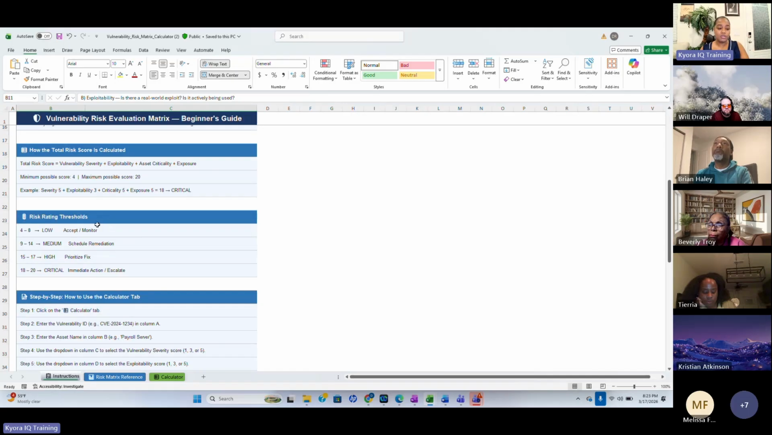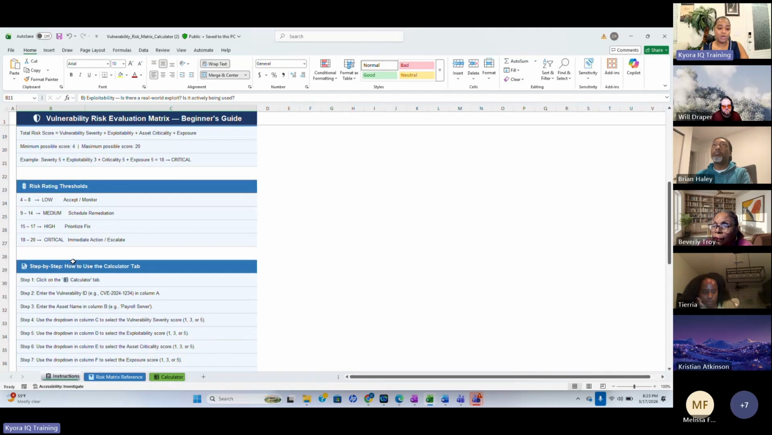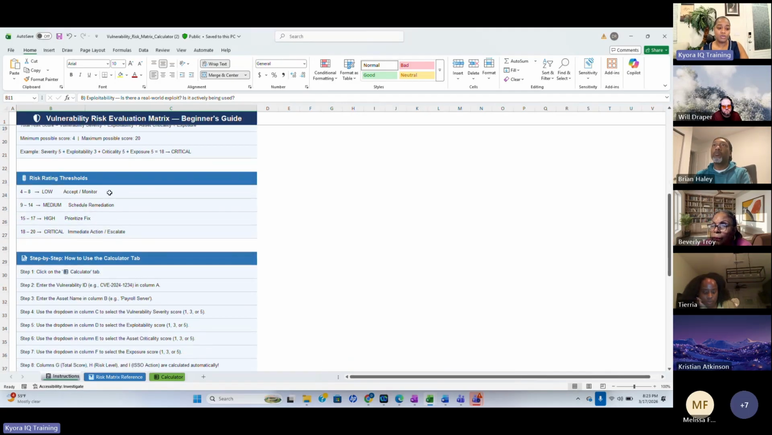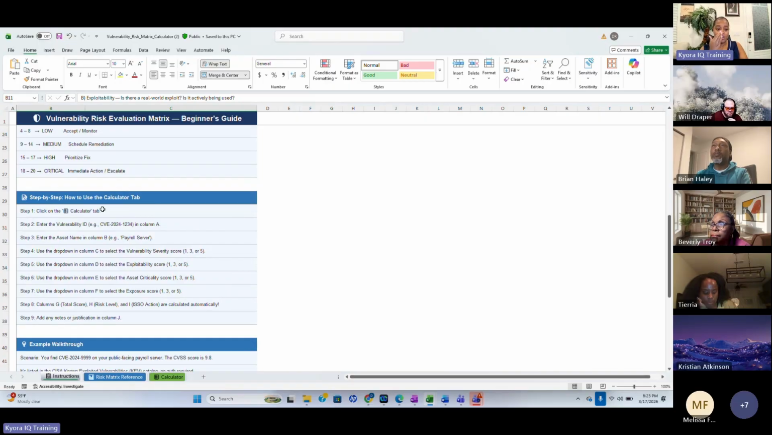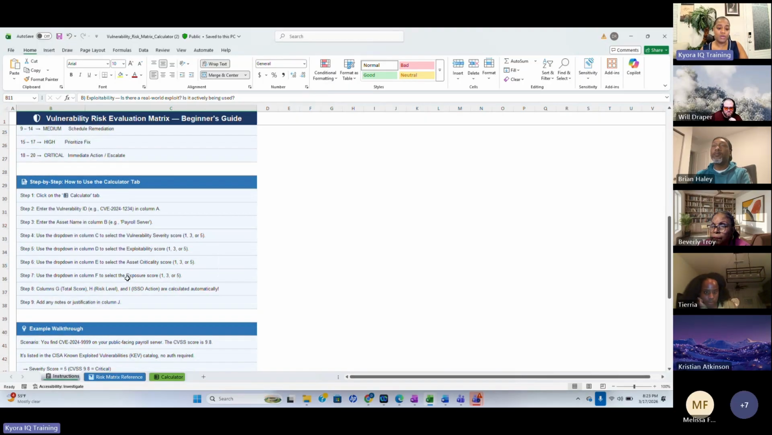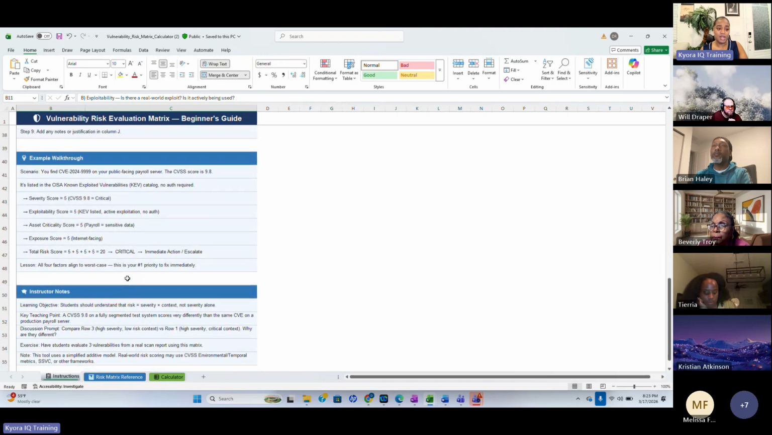For risk rating thresholds, we have low, medium, high, and critical. Low, of course, we can accept or just monitor the risk. Medium means scheduled remediation. High is a priority, so prioritize the fix, and critical means immediate action or escalation. And then we have instructions here on how to use the calculator step by step. I'm about to go over it with you, so I'm not going to go into detail on that.